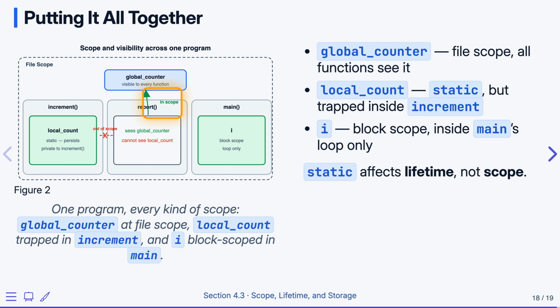Watch report's view. Report can reach global counter. The green arrow shows global counter is in scope for report. But local count is out of scope for report. The red mark shows it is blocked. Static changed local count's lifetime, not its scope.